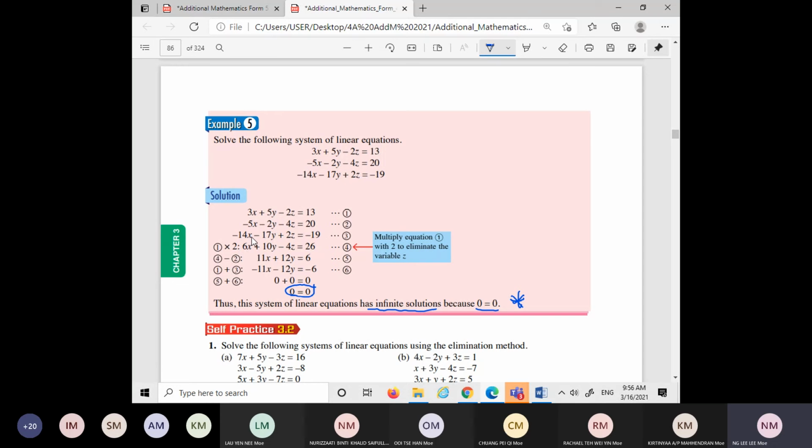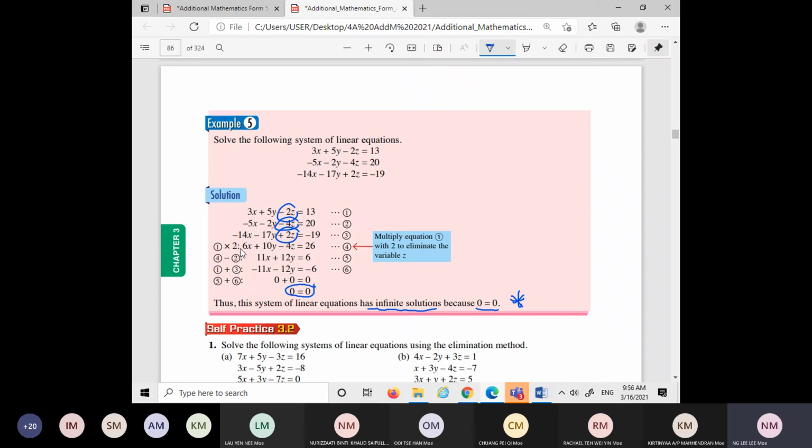Okay, what they're going to do is, the first one they times 2. What is the purpose? They want to make the z the same, because here you see, this is 2, negative 2z, negative 4z, and positive 4z. So the plan is they want to eliminate the z. So for this and this, you no need to do anything now. For this you just have to times 2.